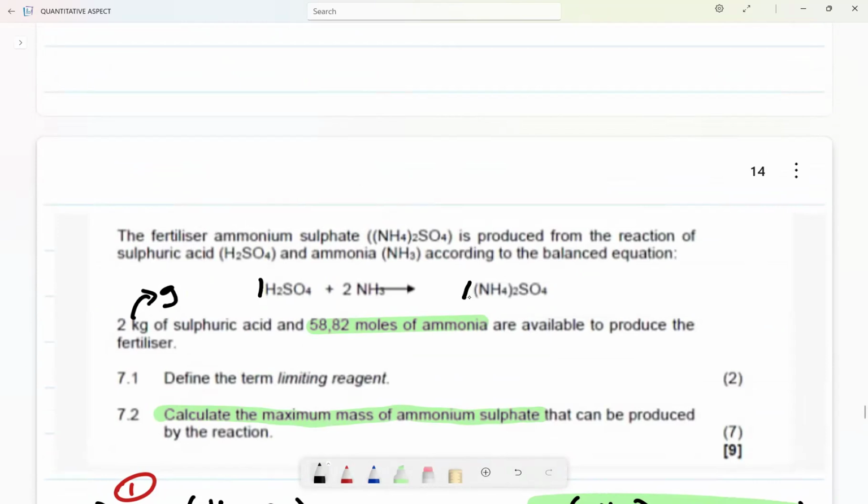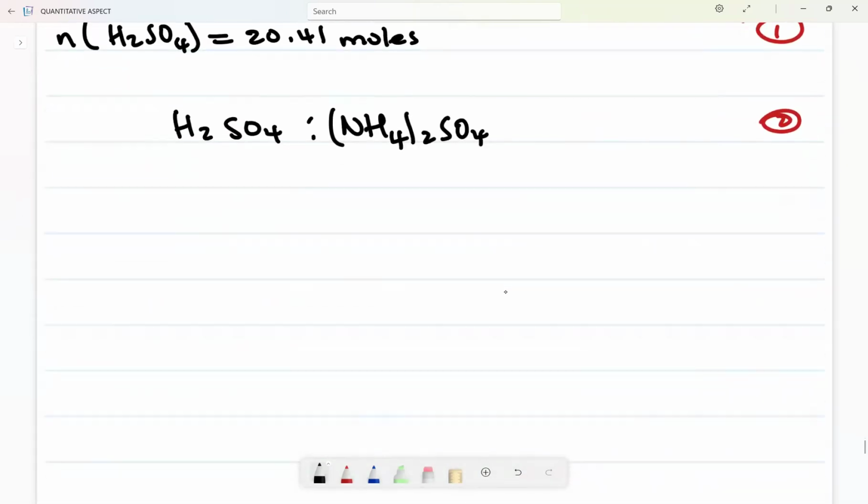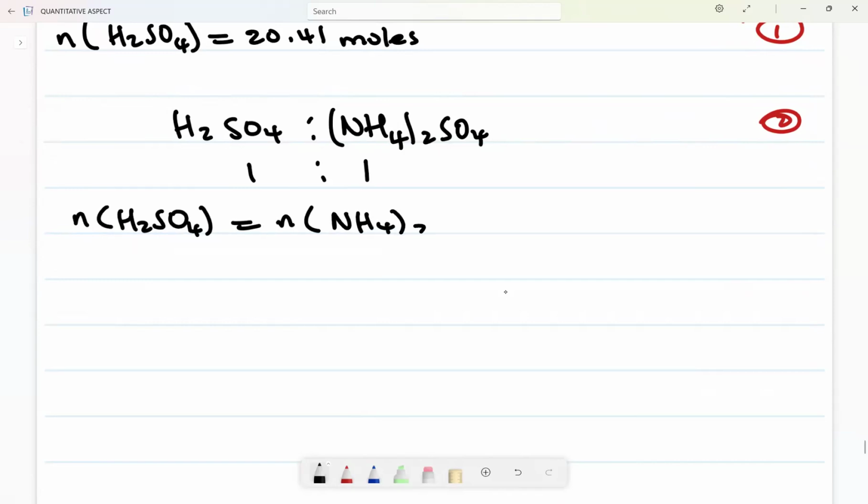Is to 1. So it means now, if the ratio is 1 is to 1, whatever number of moles of H2SO4 is equal to the number of moles of (NH4)2SO4, which is equal to how much? 20,41 moles. You can do the cross-multiplication, but you'll see that it gives us this. Okay, then step 2 is complete.